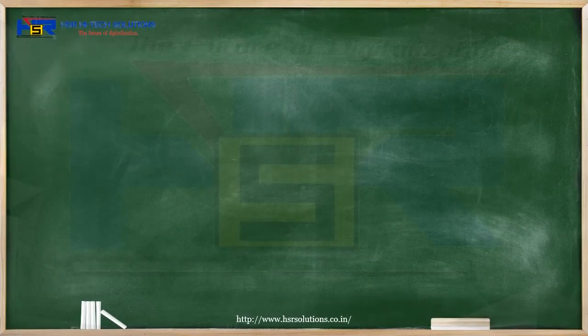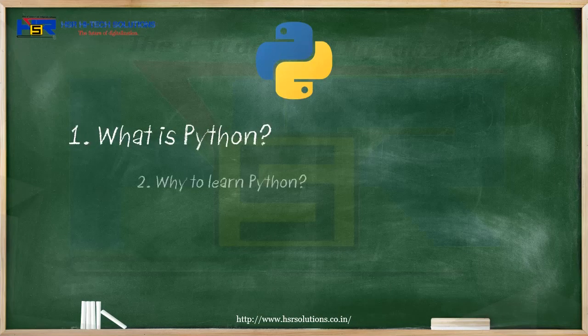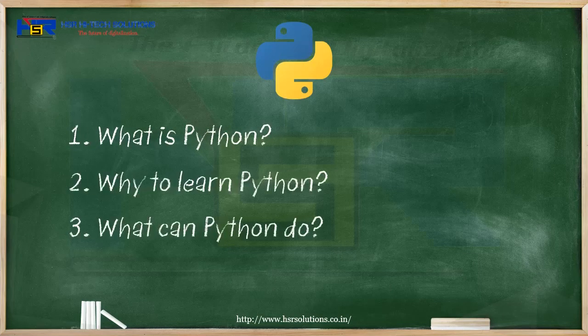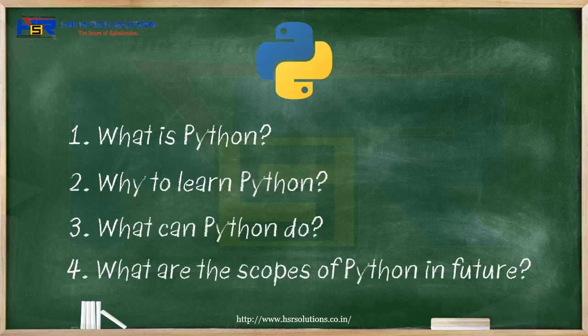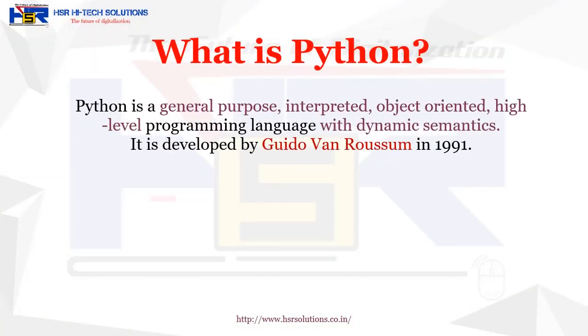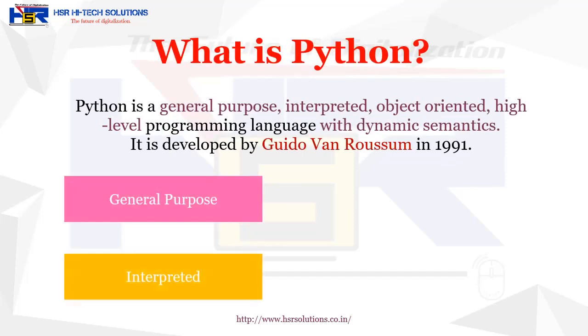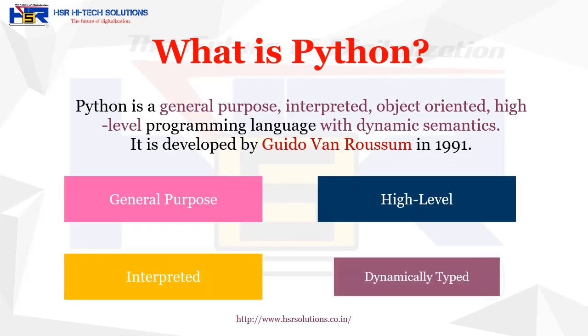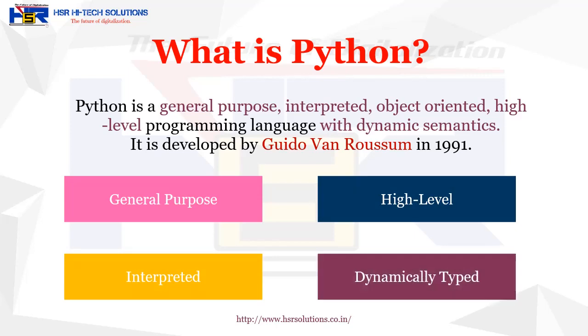Before moving any further in Python, we must know what is Python, why to learn Python, what can Python do, and what are the scopes of Python in future. These questions are very important because we are going to invest our precious time in learning this language. So let's begin with the first question, that is, what is Python? Python is a general purpose, interpreted, object oriented, high level programming language with dynamic semantics. It was developed by Guido van Rossum in 1991.